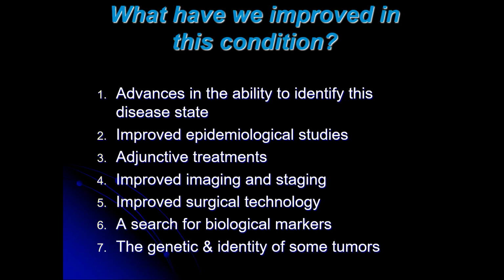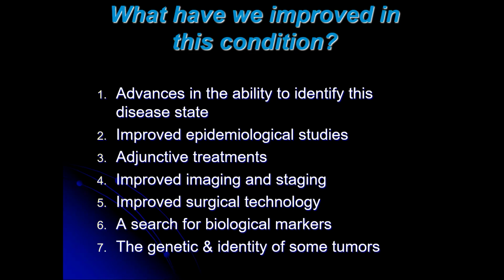What have we improved in this condition? Advances in the ability to identify this disease state, improved epidemiological studies, adjunctive treatments, improved imaging and staging. My God, we have so many radio imaging that we can do to arrive at the diagnosis. We can describe the lesion from all sides. We can take transaxial views. We can identify the soft tissue extension of the tumor. We can distinguish between tumor and edematous tissue. We can tell whether a patient is responding to chemotherapy or not. So keep this in mind.